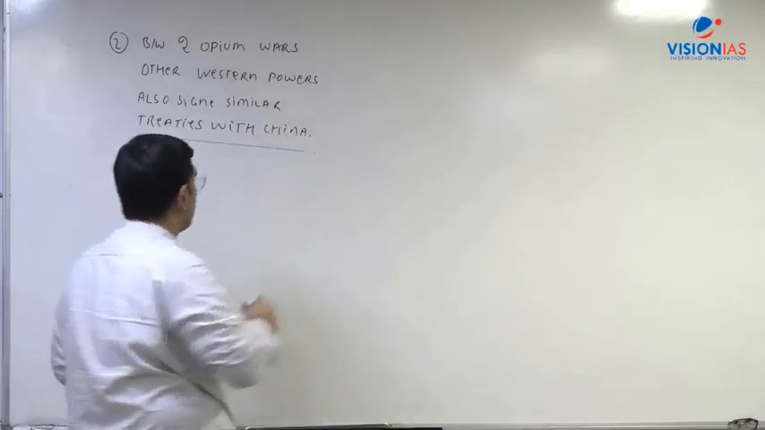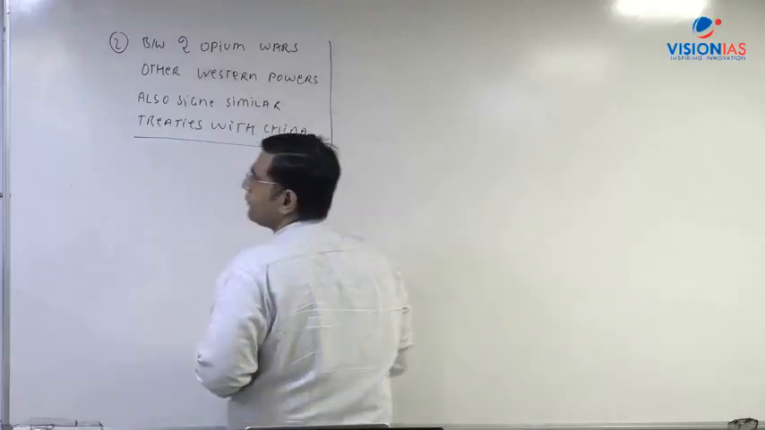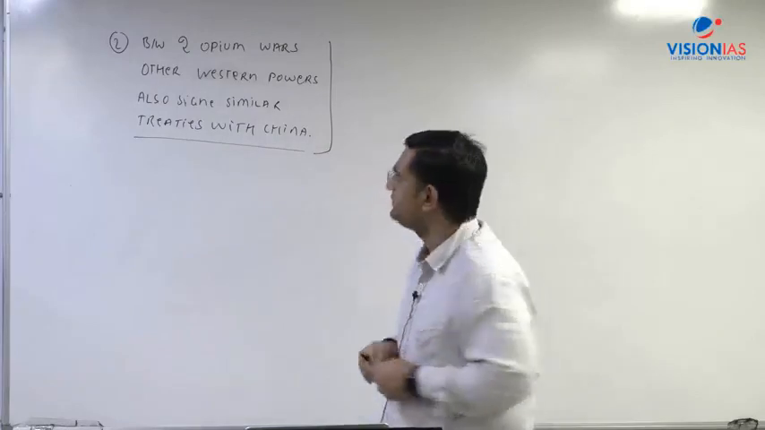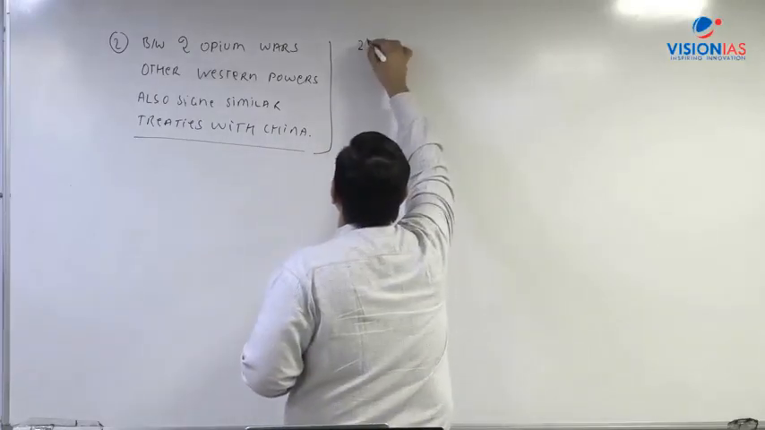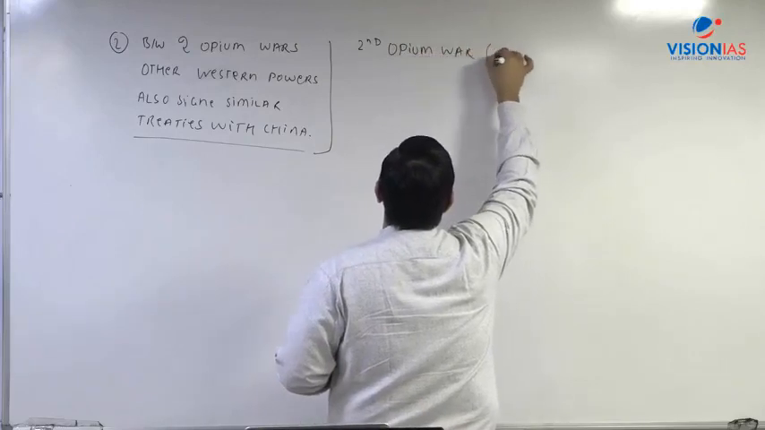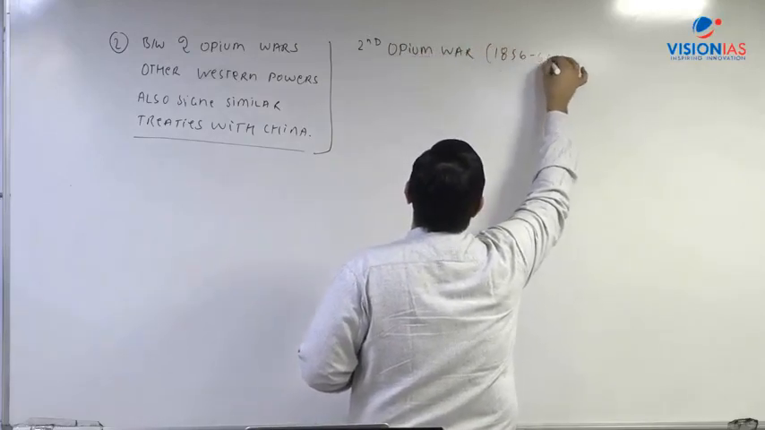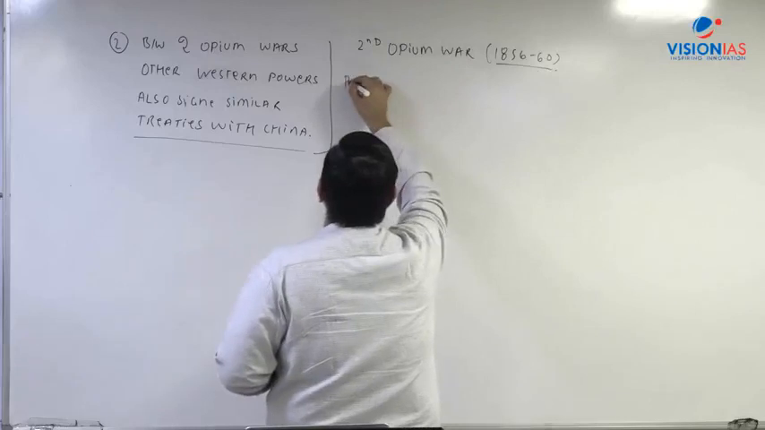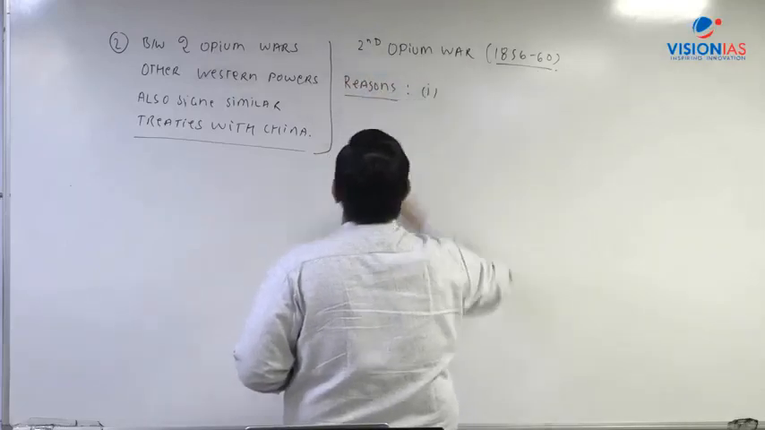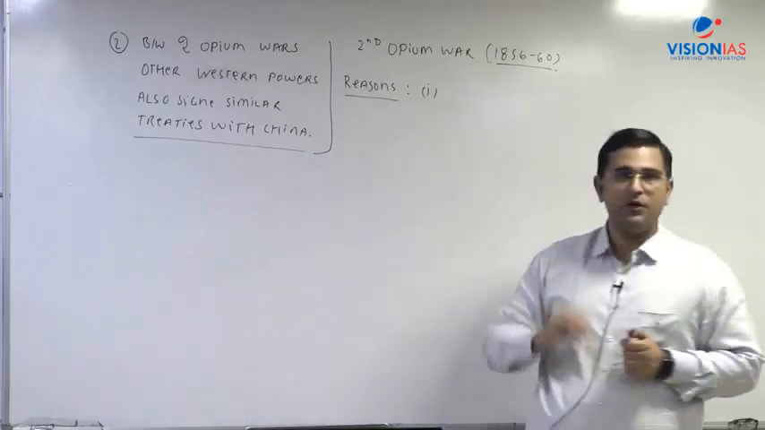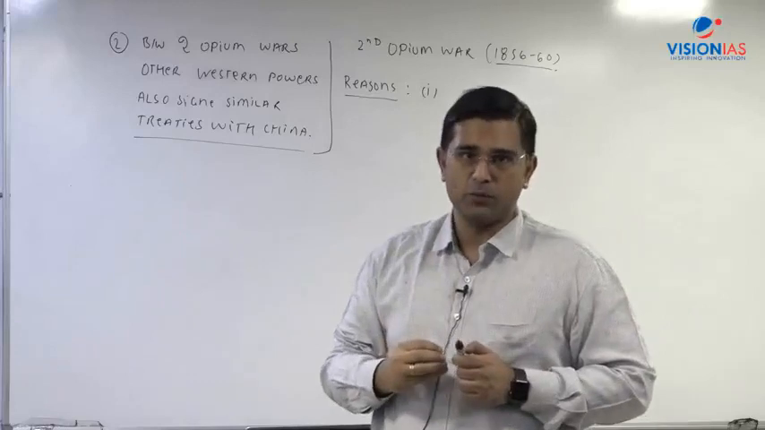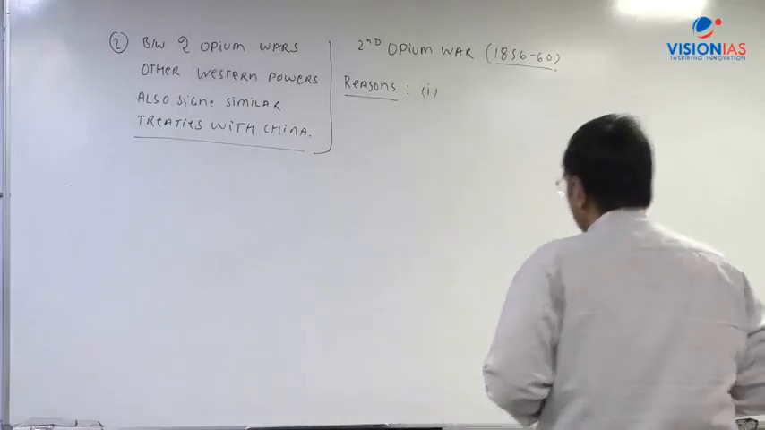This is what is happening. Now let us come to the Second Opium War, which happened from 1856 to 1860. So what are the reasons for the Second Opium War? The reason was again centered around opium. Let me just write it down, and after that we will discuss.